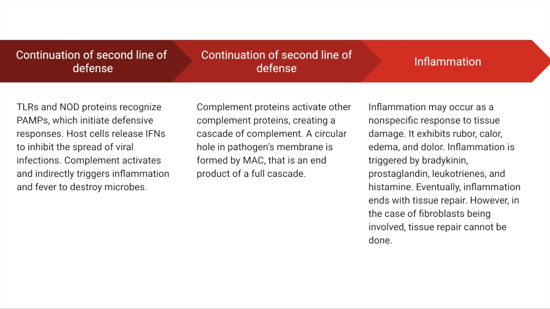As the complement progresses, the complement proteins can actually activate other complement proteins. One complement protein can activate 50 other complement proteins, which in turn can activate another 30 complement proteins. This is a cascade of complement. A circular hole in the pathogen's membrane is formed by the MAC, or membrane attack complex, which is an end product of a full cascade of complement.